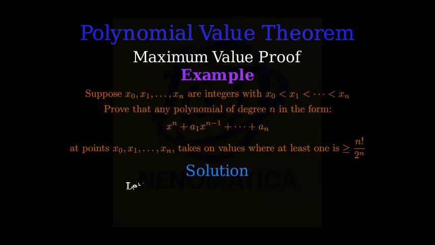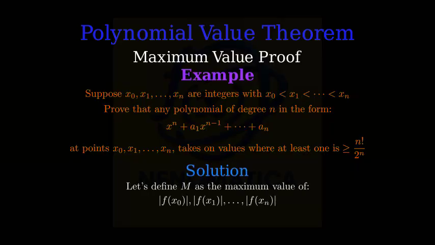Let's solve this step by step following the approach shown in the image. First, let's denote our polynomial function as f of x. We'll define a value m as the maximum of the absolute values of the function at our given points. So, m is the maximum of the absolute values of f of x sub 0, f of x sub 1, and so on, up to f of x sub n.